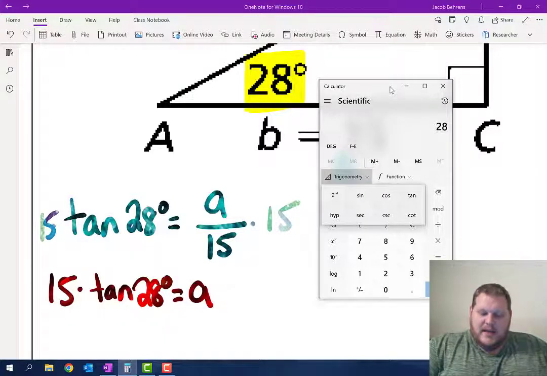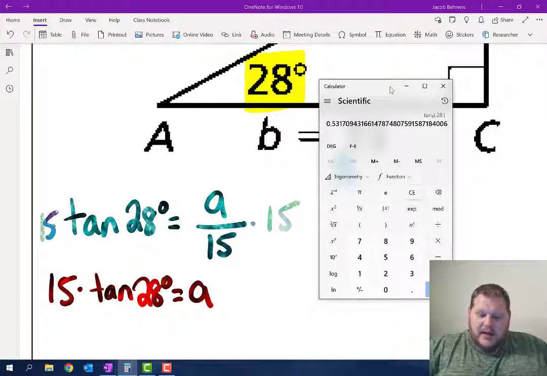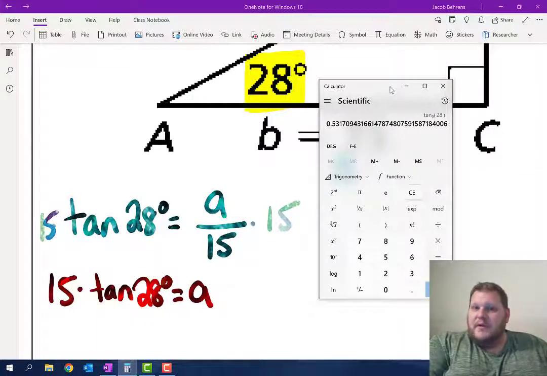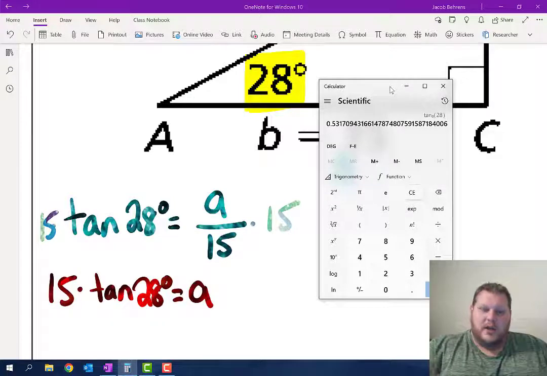So on mine, I type in 28 degrees first, and then hit tangent, and I get that super small number, 0.5317, and so on. The reason I rearrange first is because I don't want to round this until I'm done. So if that's my set ratio, every single 28 degree angle has an opposite over adjacent ratio of 0.5317, and so on.